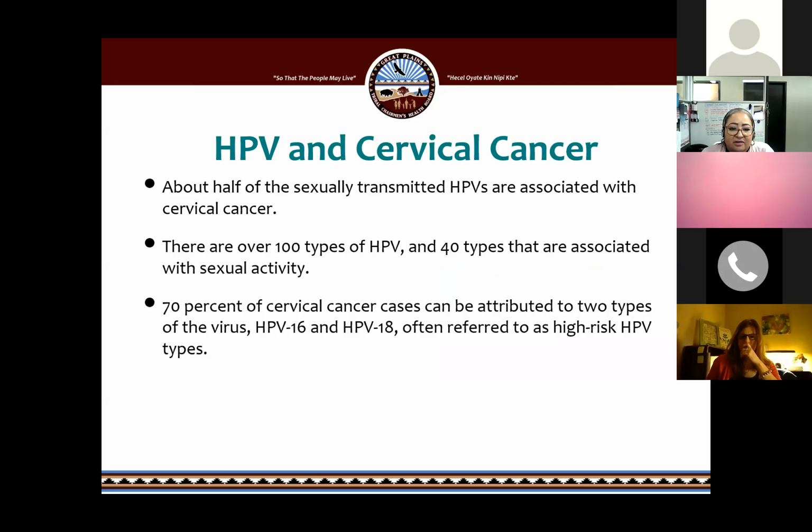HPV and cervical cancer. About half of the sexually transmitted HPVs are associated with cervical cancer. There are over 100 types of HPV and 40 types that are associated with sexual activity. 70% of cervical cancer cases can be attributed to 2 types of the virus. HPV 16 and HPV 18 are often referred to as high-risk HPV types. In addition to types 16 and 18, types 31, 33, 45, 52, and 58 are also cancer-causing high-risk types.